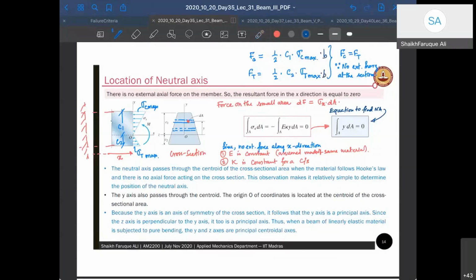Actually, you have to integrate it. If you have a section which is complicated like this, you actually have to integrate it. So if you assume it to be a rectangular cross section, then you multiply with B. So this is not necessary to calculate. This formula is important.